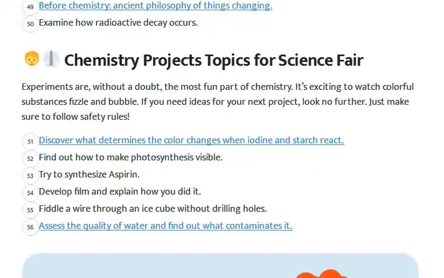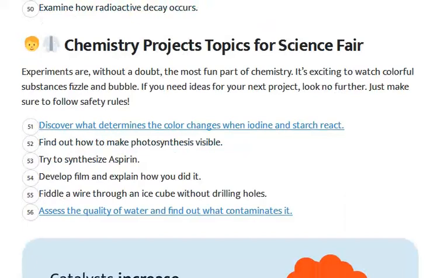51. Discover what determines the color changes when iodine and starch react. Find out how to make photosynthesis visible. Try to synthesize aspirin. Develop film and explain how you did it.